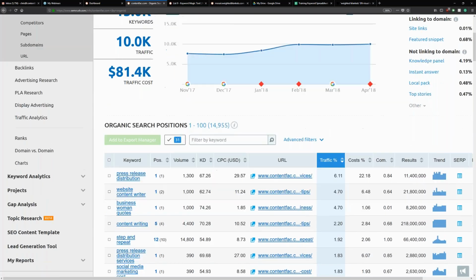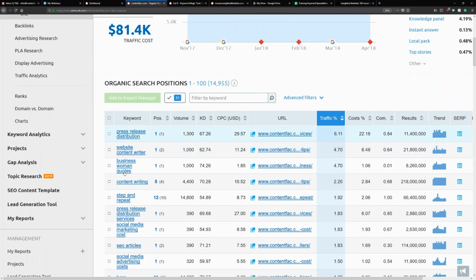So we talked about volume, CPC, and competition. And competition can actually get broken down into three separate things, and they're all important to know and understand. If we look at these keywords that TCF's website is ranking for right here, there are actually three measures of competition for them. The first is for the individual keyword. If we were to do a Google search for press release distribution, we would see our website ranking number 1 for that.